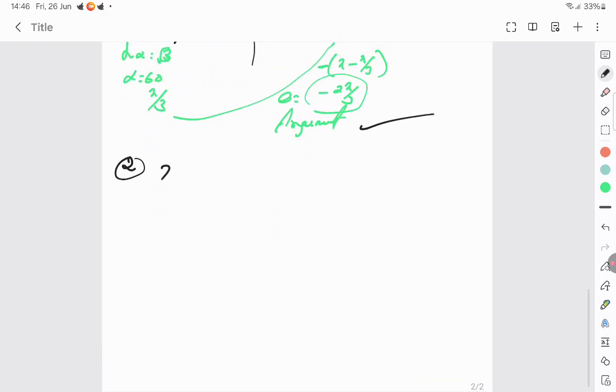Let's go to the next question. Minus root 3 plus 1i. Where is this quadrant? x is negative, y is positive.